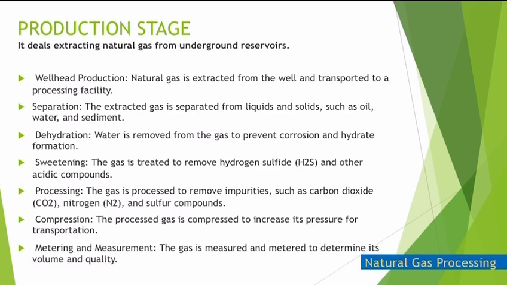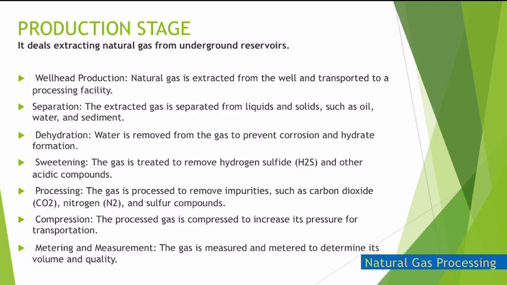For the production stage, it deals with extracting natural gas from underground reservoirs. Under the production stage, point one is wellhead production. The wellhead production deals with extracting gas from the well and transporting it to a processing facility. The next point is separation. The extracted gas is separated from liquids and solids such as oil, water, and sediments.